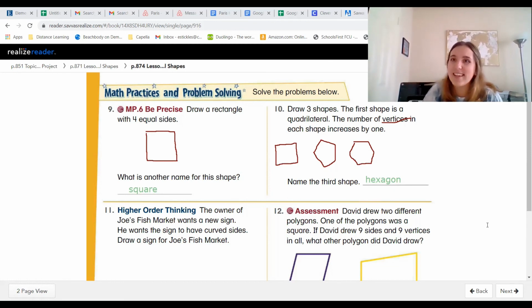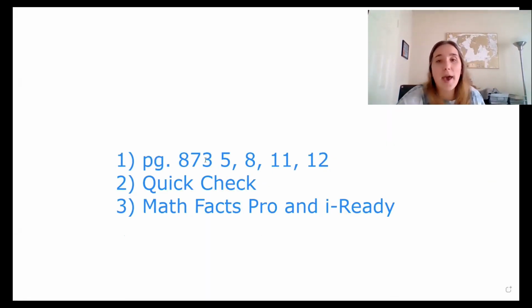Let's go look at your homework for today. Okay, here's your homework. You're going to go back to page 873 in your workbook, do number 5, number 8, number 11, and number 12 for more practice, and then take your time on your quick check. And after that, do your usual Math Facts Pro and iReady Math. I won't see you tomorrow, but you do have a math quiz to get some more practice in, so make sure you go and do that on Google Classroom tomorrow or whatever your day 4 is.